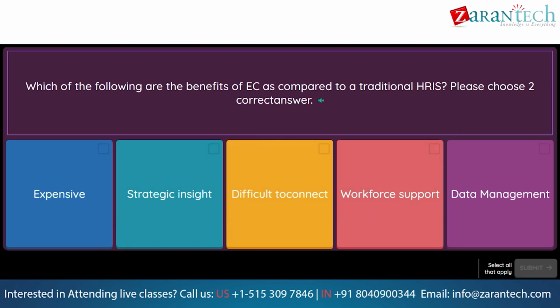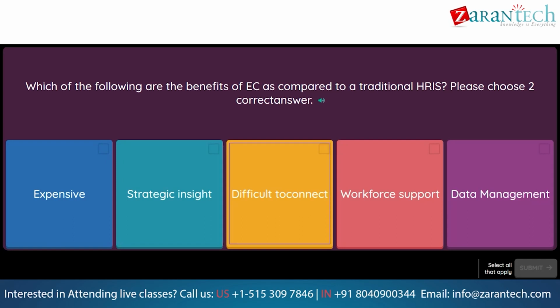Question: which of the following are the benefits of EC as compared to a traditional HRIS? Please choose two correct answers. Option 1 expensive. Option 2 strategic insight. Option 3 difficult to connect. Option 4 workforce support. Option 5 data management.